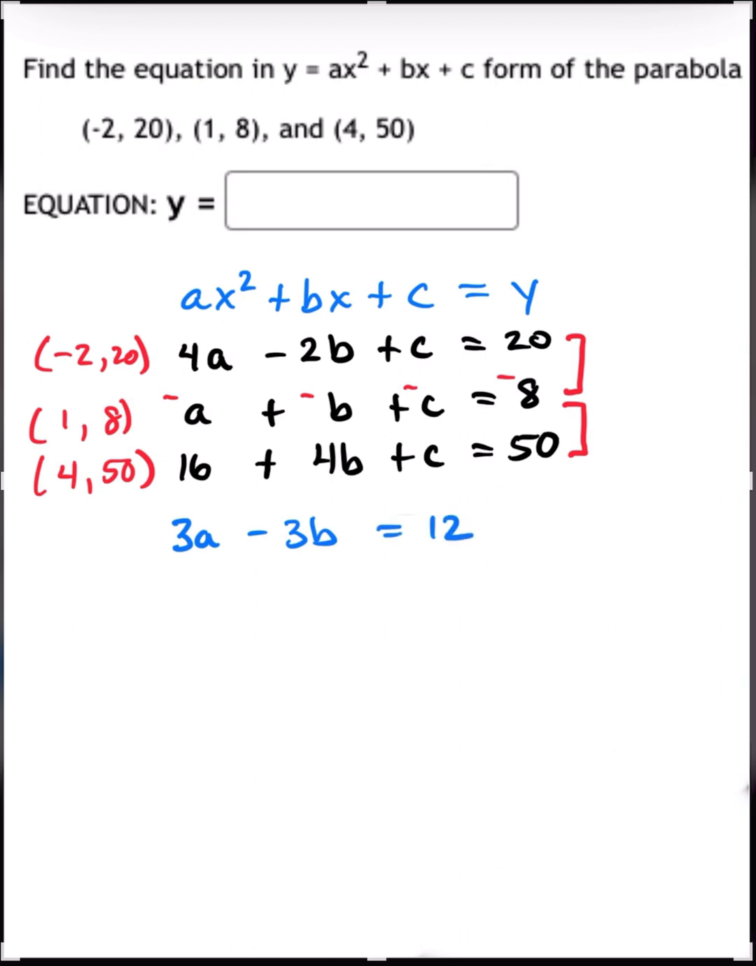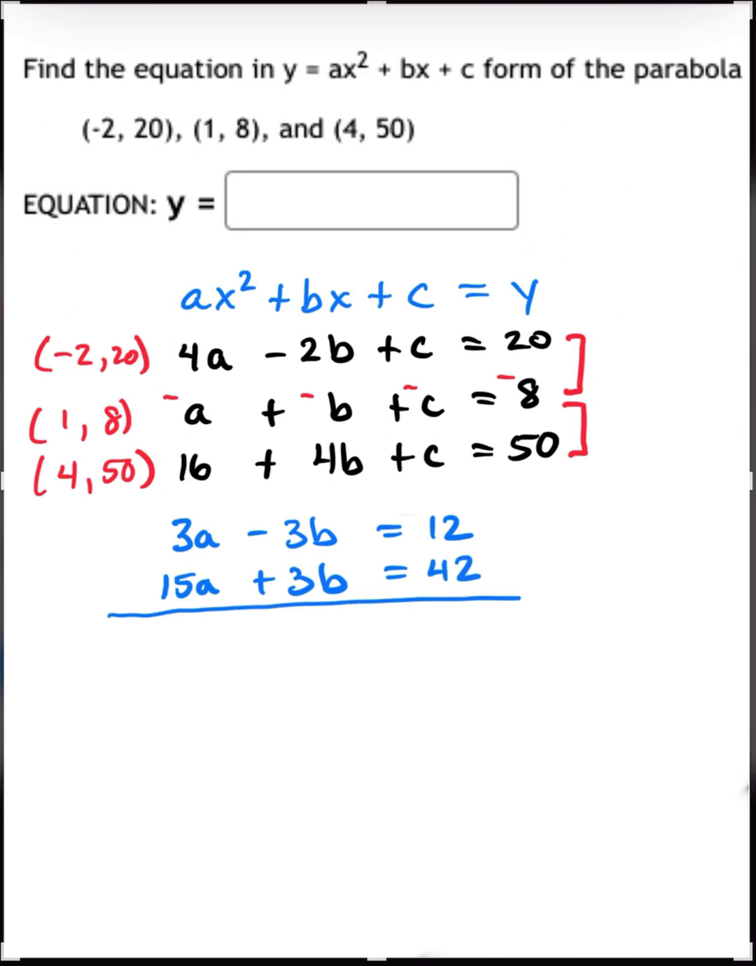If I add the middle and the bottom equation together, I will then add 16 and negative 1a together, and then I'll have those combined to give me 15a. Combining 4b and the negative b, I'll end up getting 3b. And then lastly, the c's cancel out, and then 50 and negative 8, those combine to give me 42.